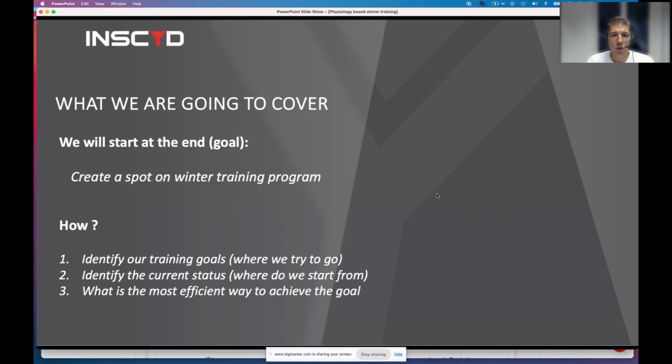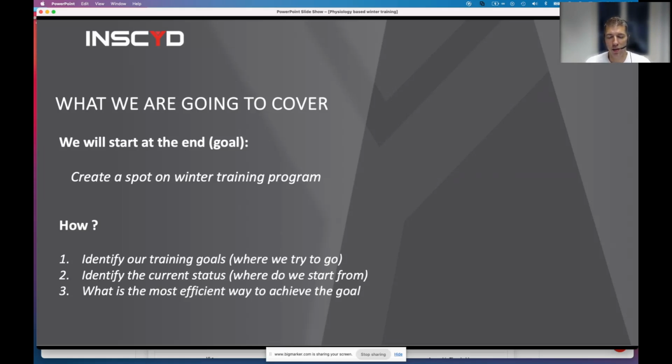So how are we going to do that when we say start at the end? What does the process look like? So first, we need to identify what our training goals are. Basically, so to speak, what are our targets? Where do we want to end up? Where are we trying to go, so to speak? What are we trying to achieve?